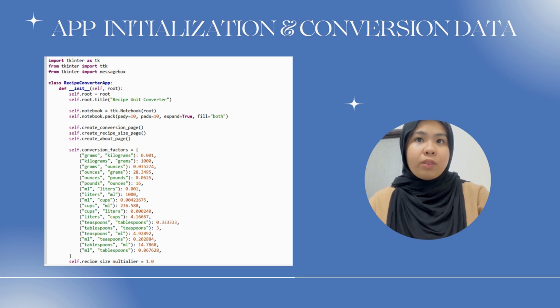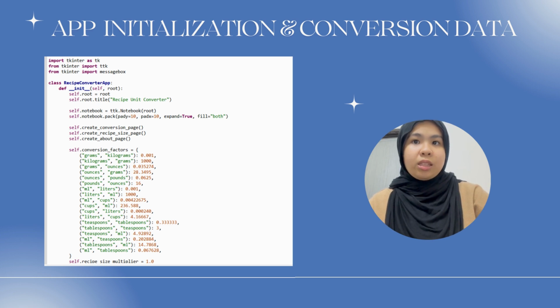Second, the RecipeConverterApp class definition. This defines the main class for your application, RecipeConverterApp. The __init__ method is the constructor. It's called automatically when you create an instance of the RecipeConverterApp class. The self refers to the instance of the class being created, and the root is the main window of your tkinter application. You will typically create this using tkinter.Tk() outside the class and then pass it as an argument when you create an instance of RecipeConverterApp.